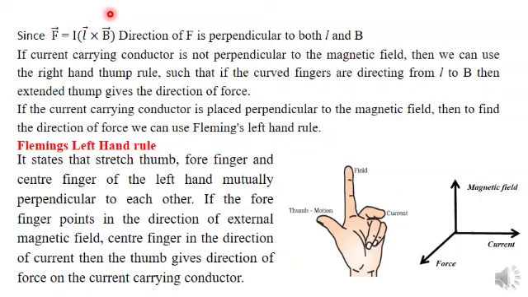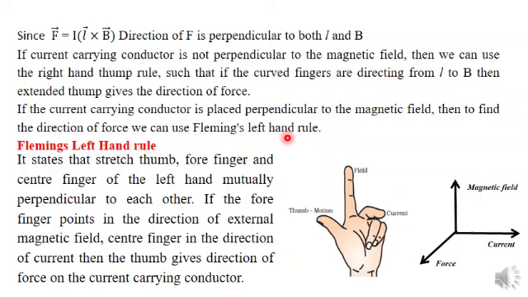If the current carrying conductor is not perpendicular to the magnetic field, then we can use the right hand thumb rule, such that if the curved fingers are directed from L to B, then the extended thumb gives the direction of force. If the current carrying conductor is placed perpendicular to the external magnetic field, then to find the direction of force, we can use Fleming's left hand rule.